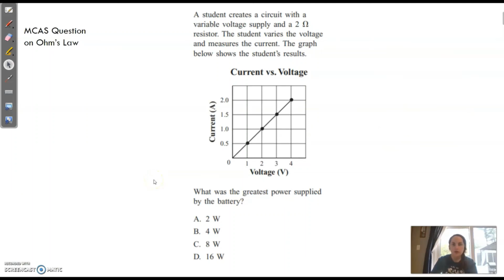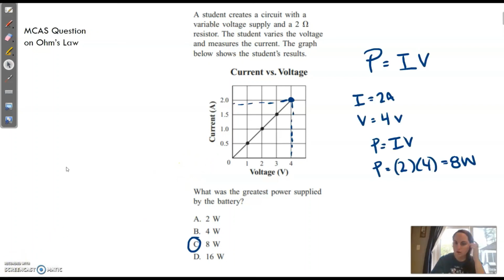So a student creates a circuit with a variable voltage supply and a 2 ohm resistor. The student varies the voltage and measures the current. The graph below shows the student's results, current versus voltage. Current is on your y-axis and voltage is on your x. So go ahead, try to work this one out the best that you can to solve for the power.